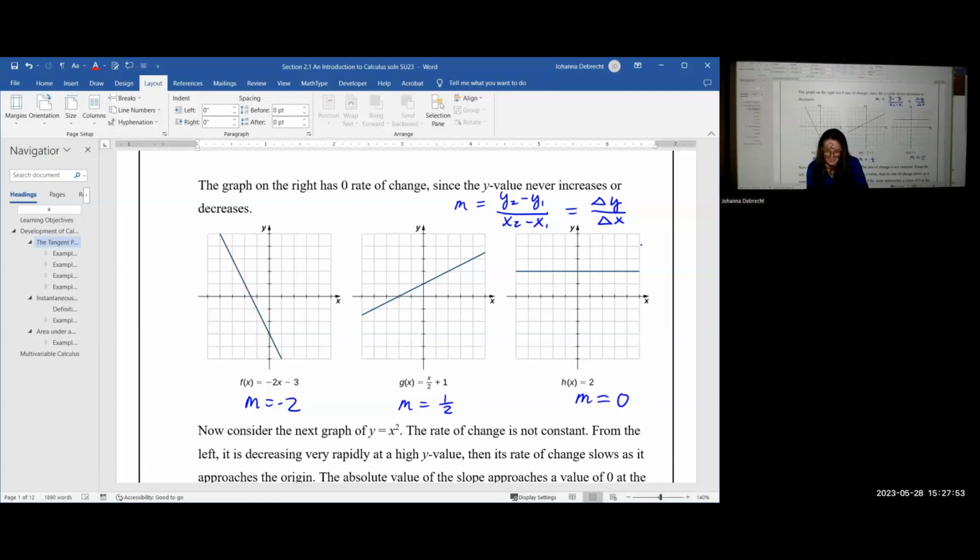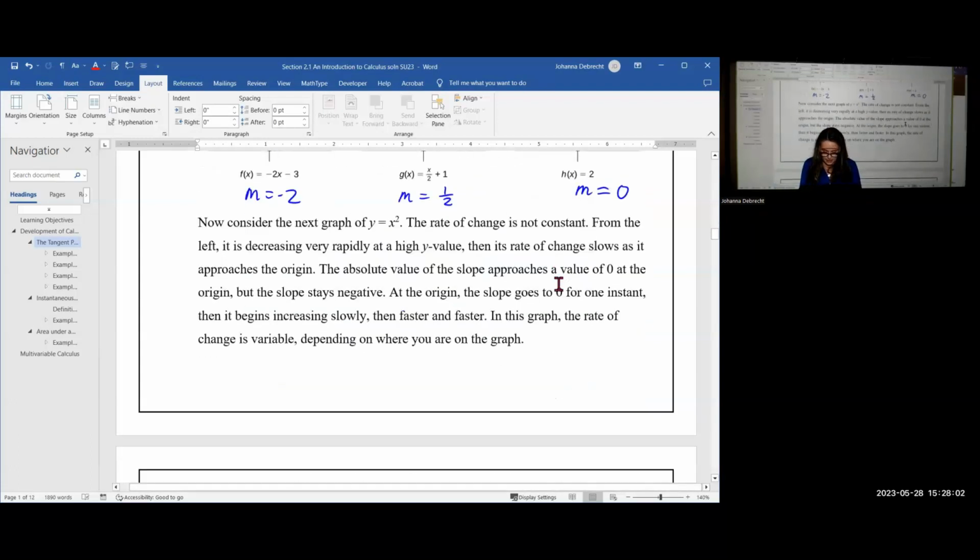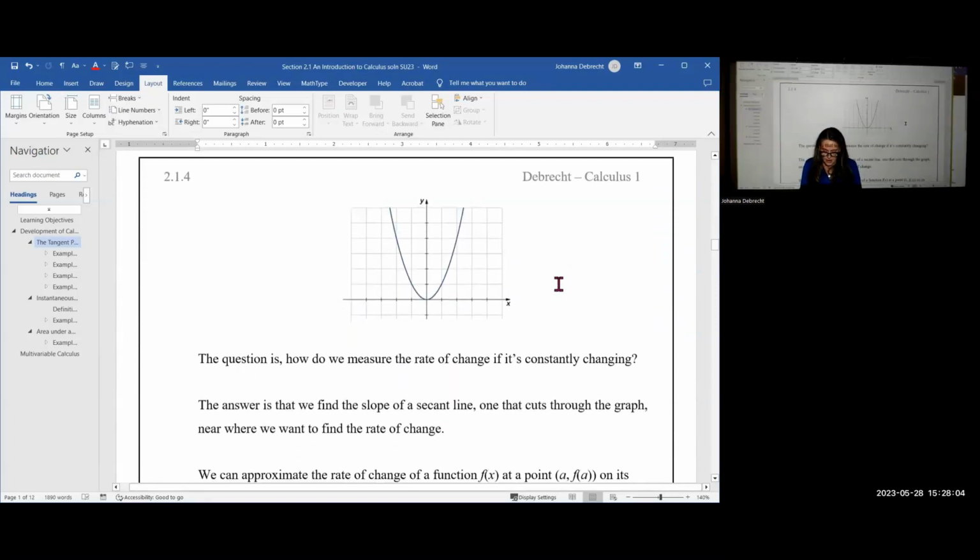Now, what happens if we think about a different graph? This time we want to take a look at the graph of y equals x squared. So let's scroll down and look at the graph right here. Now, if I start on the left and I want to look at the rate of change of y with respect to x, I'm really talking about the slope of the tangent line.